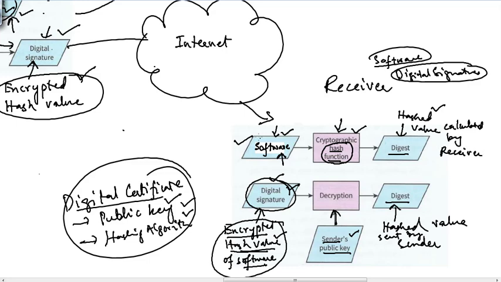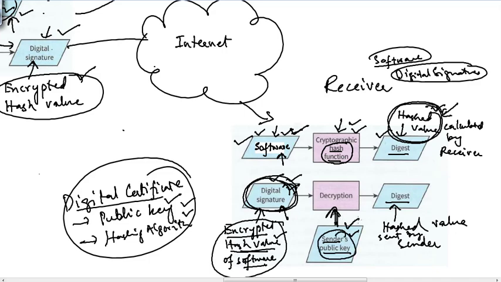So once again, you received two things. You received software and you received digital signature. For the software, its hash value was calculated, and we have that available to us, right? So the receiver has calculated the hash value by himself, and the receiver also received the digital signature, which is the encrypted hash value. The receiver decrypts it using the public key of the sender, and it now has the hashed value that the sender sent in plain text form.